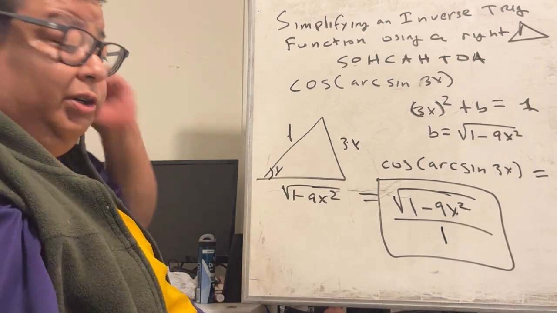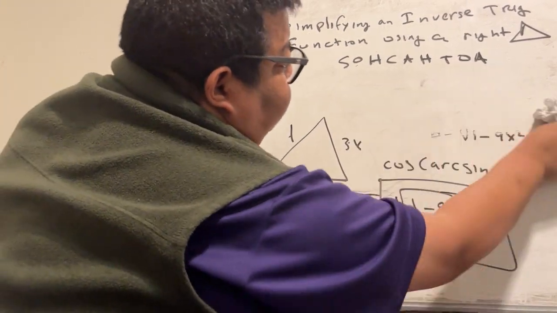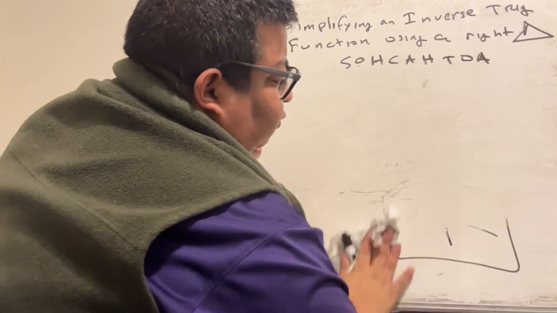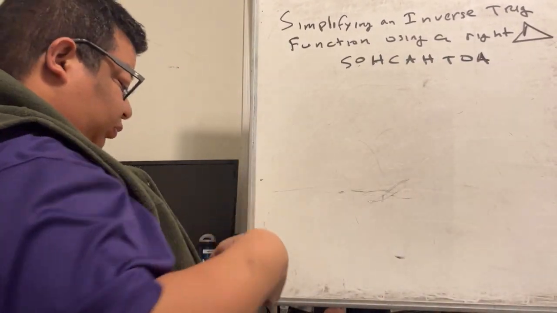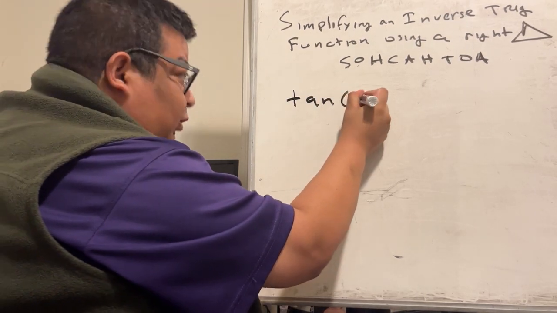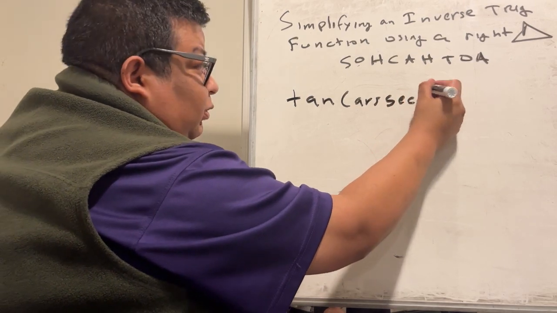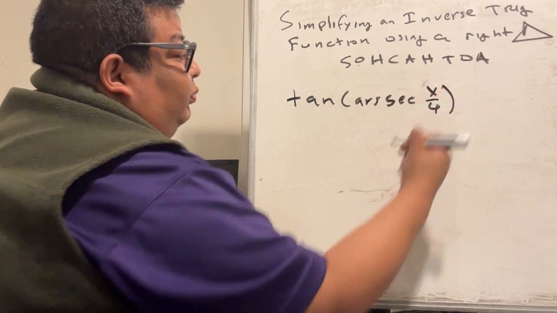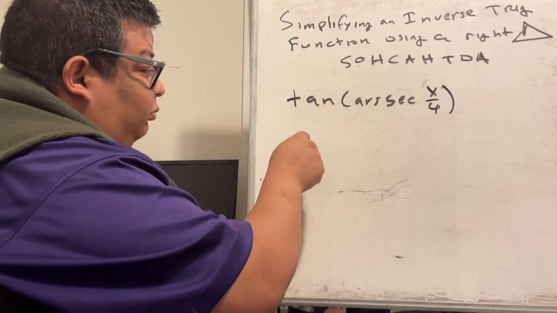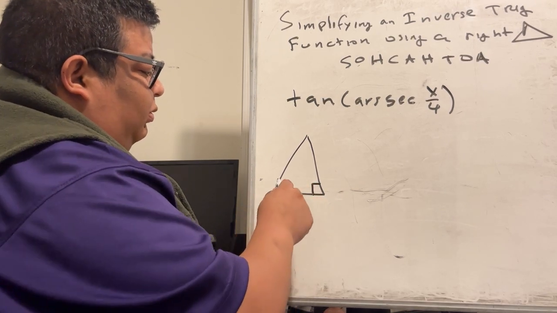Now let's look at our second example. The second example says tangent of arcsec of x over 4. Once again, we're going to draw our right triangle. Remember, this is 90 and this is our y.